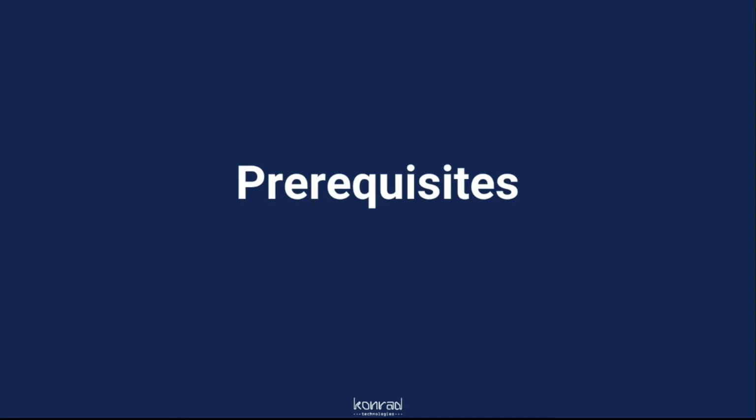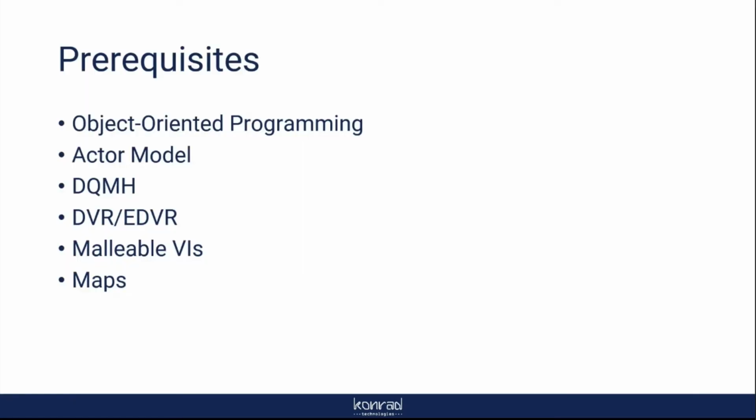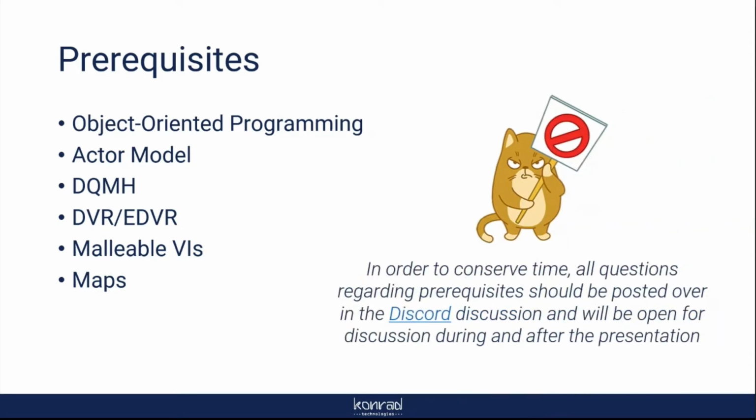So some prereqs to start. Object-oriented programming, actor model, DQMH, DVR, eDVR, malleable VIs, and maps. So there's a lot of big things going on in there, but we were actually excited to use all of these in our project. One thing I want to point out is almost every one of these topics could be an hour-long presentation in and of itself, if not longer. So to conserve time, if you have any questions regarding any of the information I'm going to cover before we get to the message broker, please post it over in the Discord, and we will open discussion for those after the presentation. And there's a link to Discord in the meeting Q&A. You should see it as an announcement.